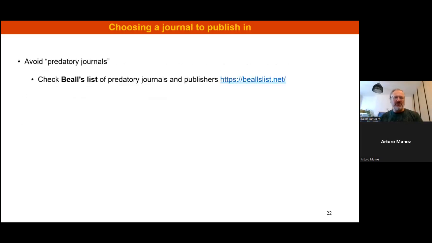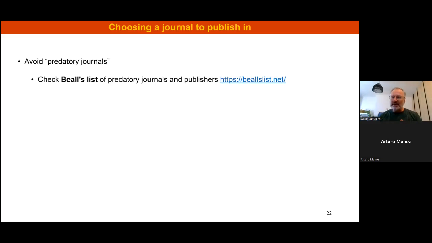Choosing a journal to publish in. One check I would advise is to check Beall's list of predatory journals. I'm not sure if you're acquainted with the term predatory journal. A predatory journal is actually a journal that has not a really sincere aim of publishing science, but just wants to make money.